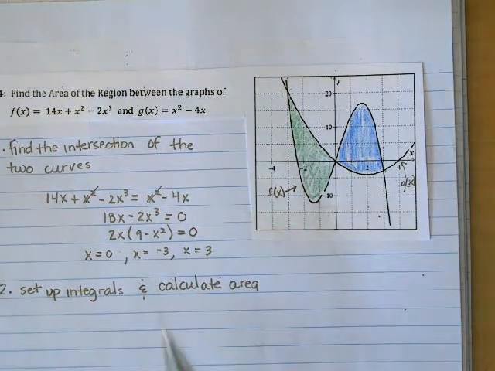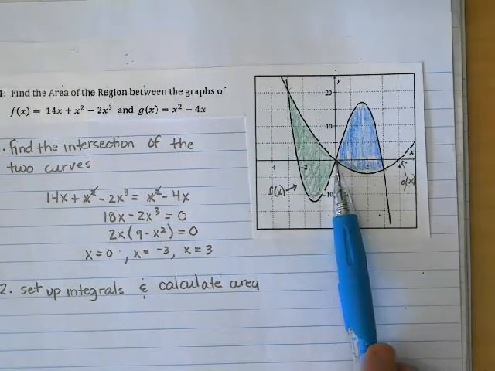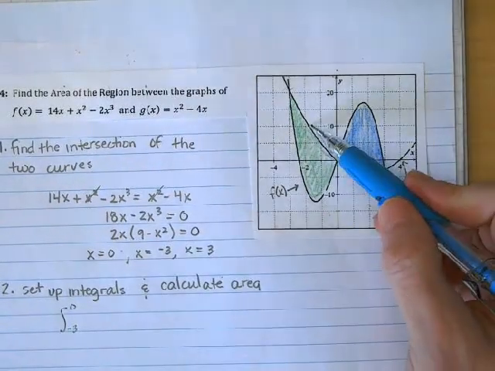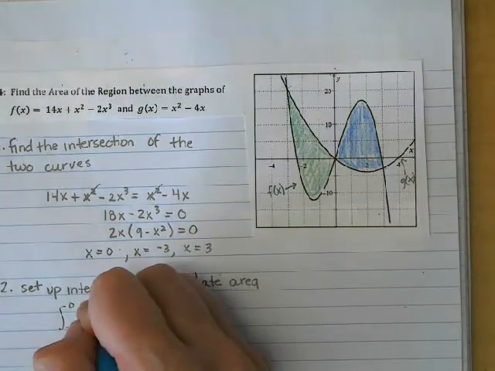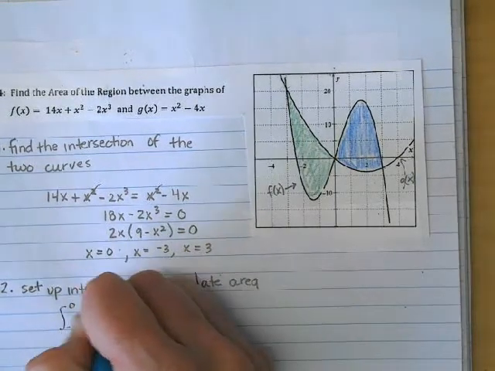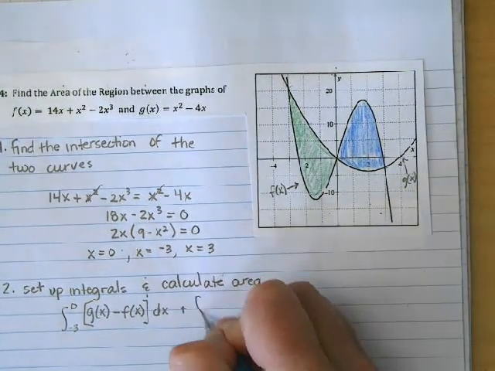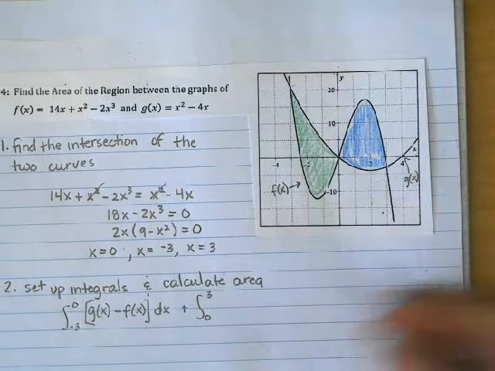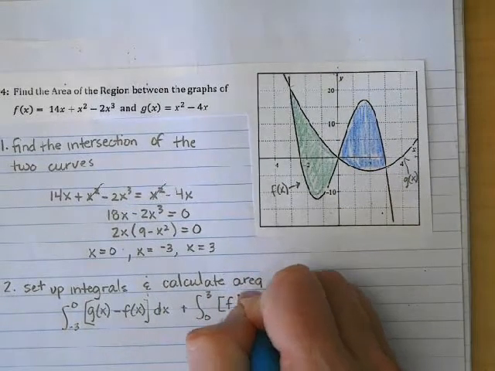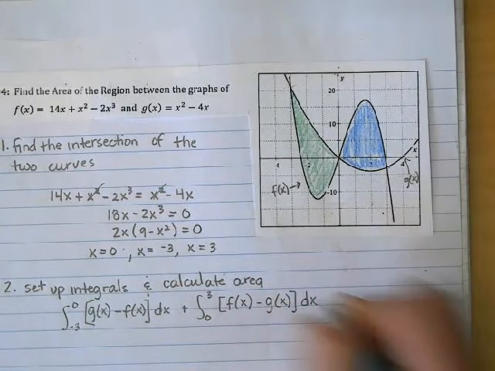Okay, so I'm going to do from negative 3, because that's where they're going to cross, over to 0. So the interval from negative 3 to 0. And remember, g of x is on top this time. So I'm going to say the integral of g of x minus f of x dx plus the area from 0 to positive 3. But now g of x, or excuse me, f of x is on top. So I'm going to go f of x minus g of x dx.